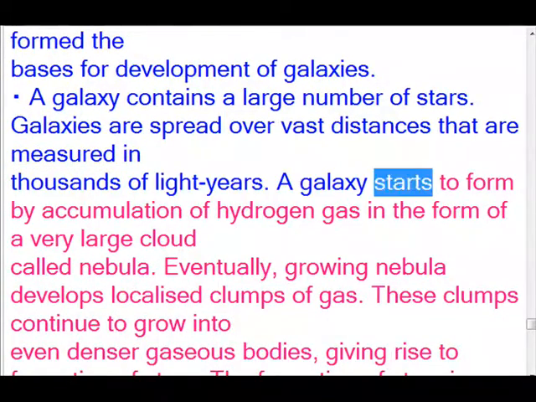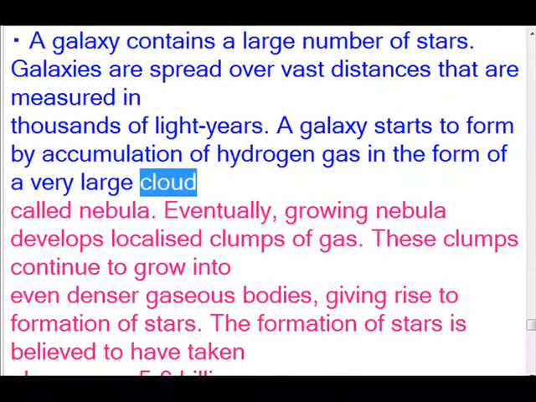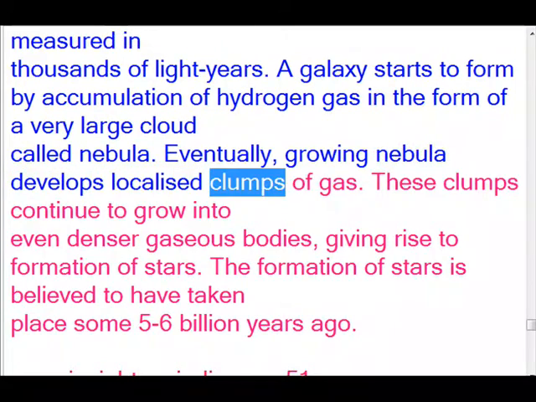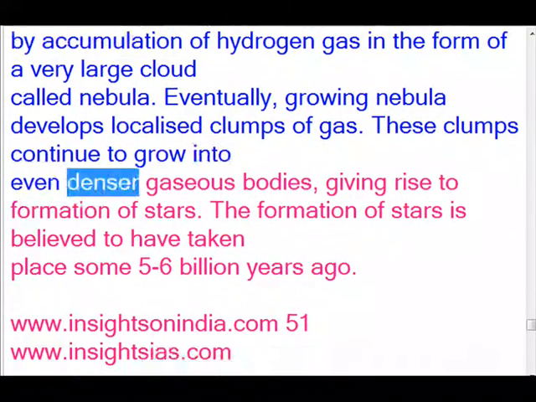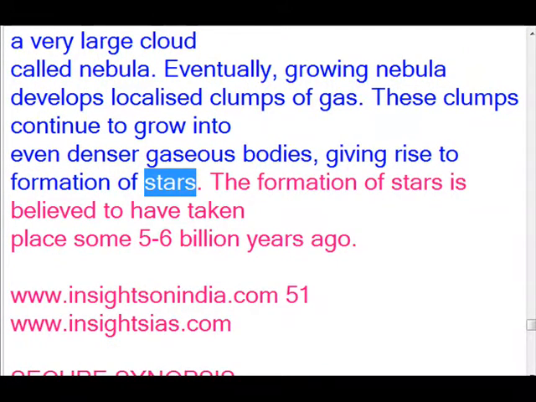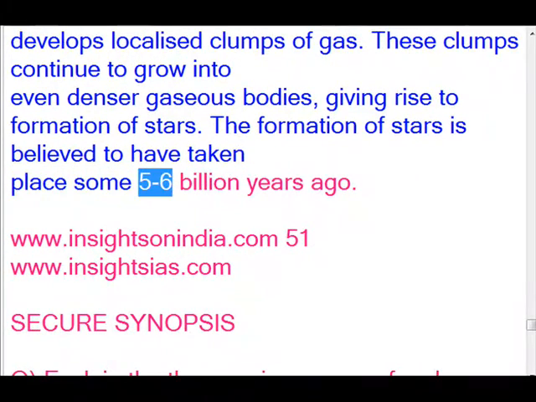The galaxy starts to form by accumulation of hydrogen gas in the form of a very large cloud called nebula. Eventually, the growing nebula develops localized clumps of gas. These clumps continue to grow into even denser gaseous bodies, giving rise to formation of stars. The formation of stars is believed to have taken place some 5 to 6 billion years ago.